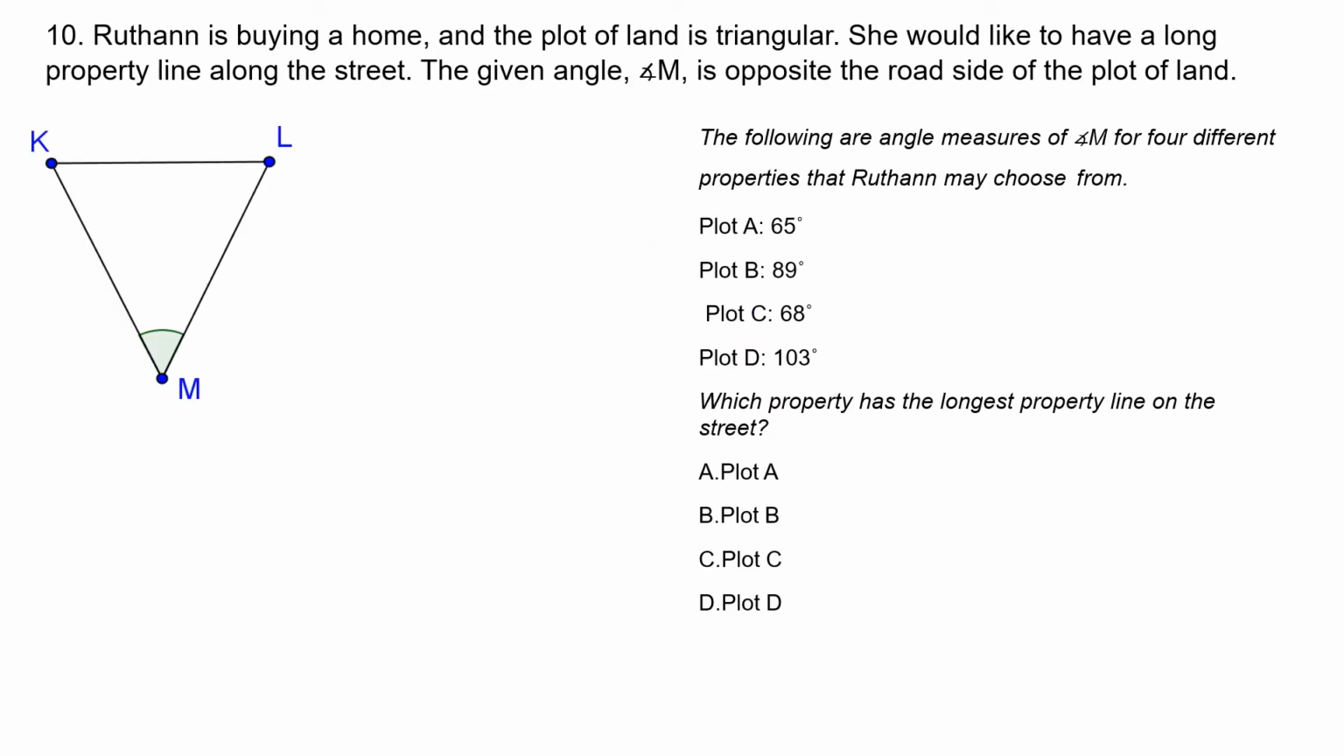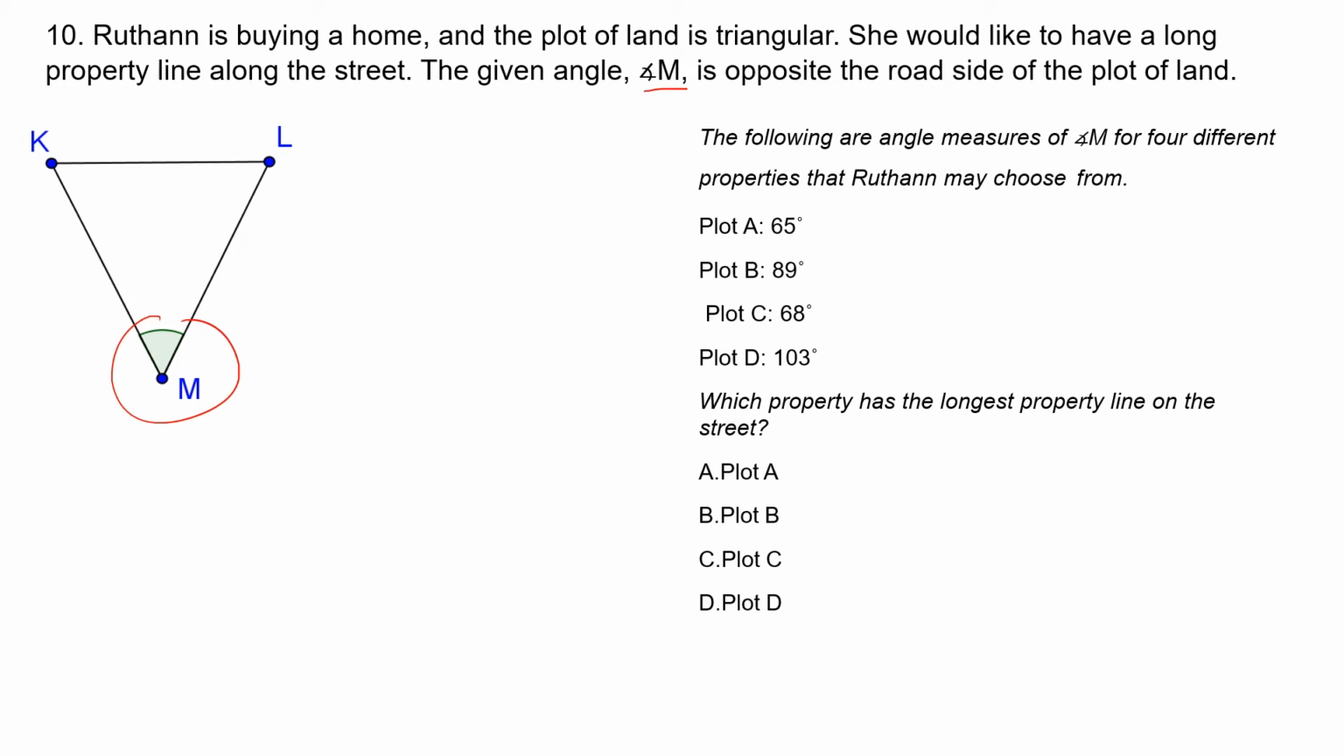Number 10 says Ruth Ann is buying a home and the plot of land is triangular. She would like to have a long property line along the street. The given angle M is opposite the road of the plot of land. Alright, so here's angle M. The following are angle measures of angle M for the 4 different properties that Ruth Ann may choose from. And we're given 65, 89, plot C is 68, and 103.